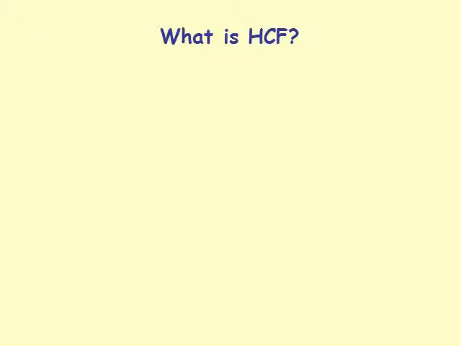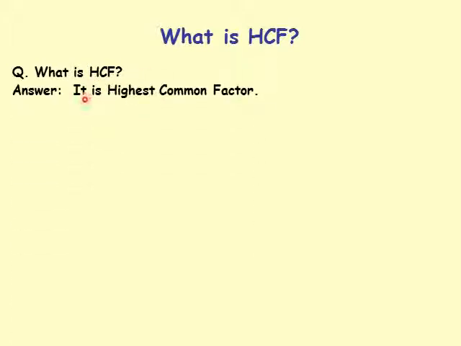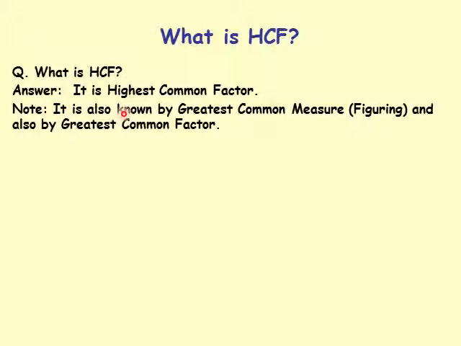Let's look at what HCF is. It's the highest common factor: H for highest, C for common, and F for factor. Note that it's also known as greatest common measure. The book Figuring uses the term greatest common measure, and it is also called greatest common factor, with greatest instead of highest. These terms are equivalent.